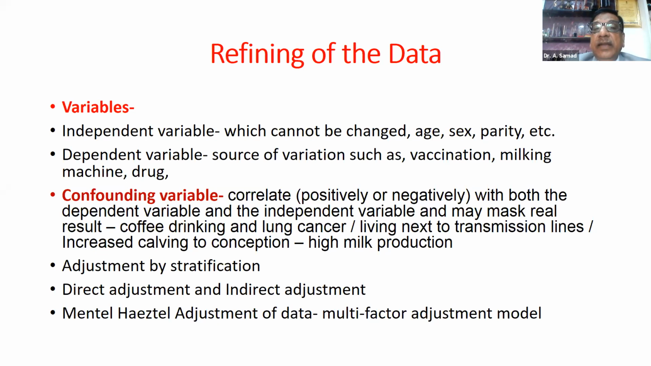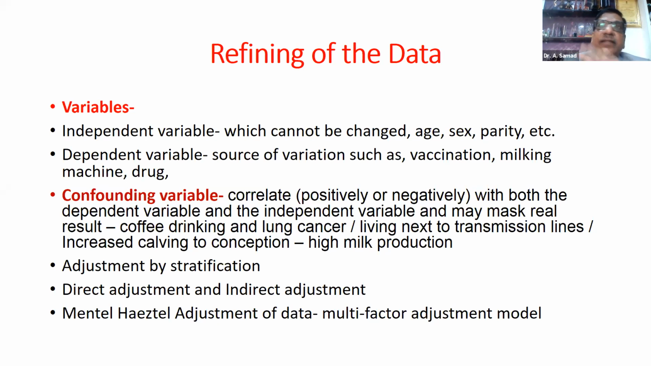And then there are dependent variables. For example, if you vaccinate, then there are also unvaccinated animals. If it is a milking animal, then machine milking becomes a dependent variable when you are using a milking machine; if you don't use one, it becomes manual milking. Administration or non-administration of a drug again becomes a dependent variable. So you'll have to identify which are the dependent variables and which are the independent variables.